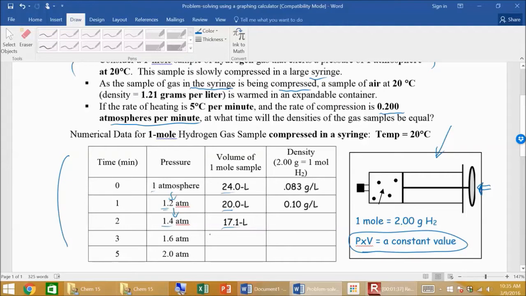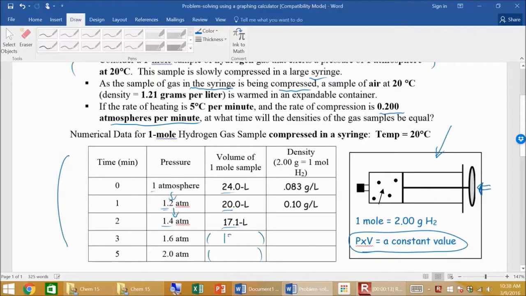In other words, this one right here and this one right here. Pause the tape and come back when you have an answer. Here I got the answer of 15.0 liters, and that's 24 divided by 1.6 atmospheres. This is the pressure volume product. And on the last one, it's trivial. I get 12.0 liters. It is half of the original volume because the pressure is doubled.